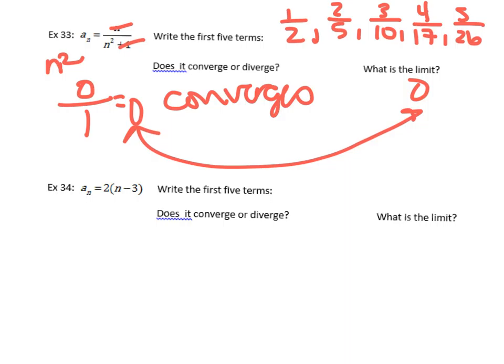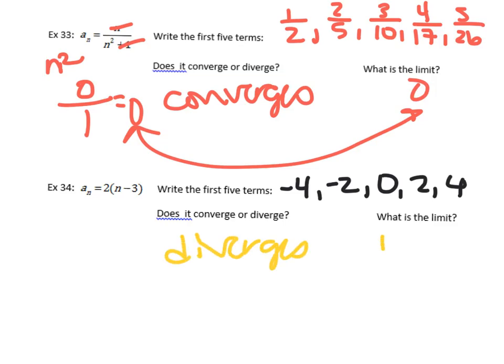If I look at example 34, okay, my first 5 terms, if I plug in a 1, I'm going to get -4. If I plug in a 2, I'm going to get -2, 3, 0, 4, 2, 5, 4. Okay, and its numbers are getting bigger and bigger, so it diverges. And so my limit doesn't exist. You can also see that here.